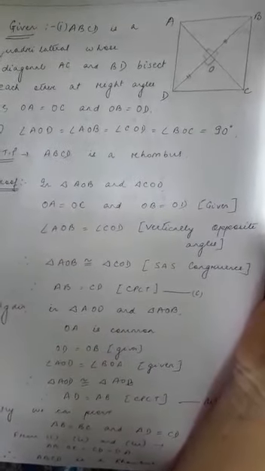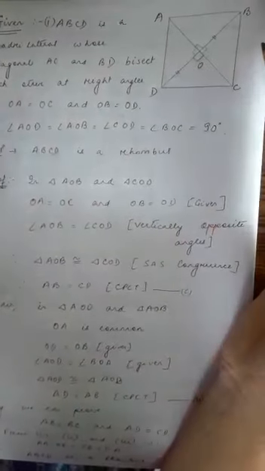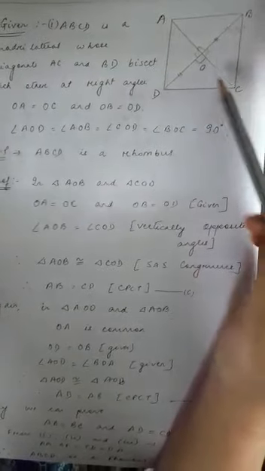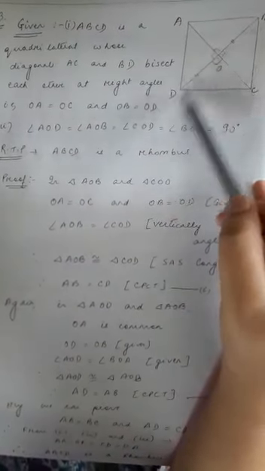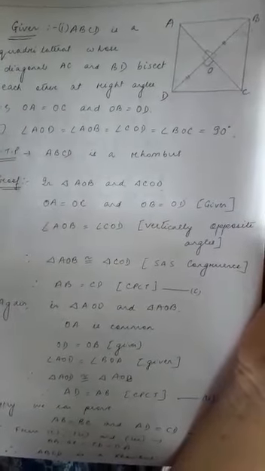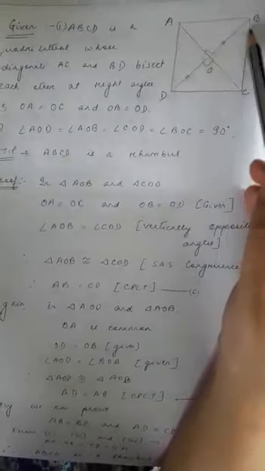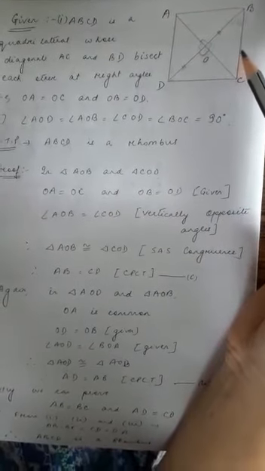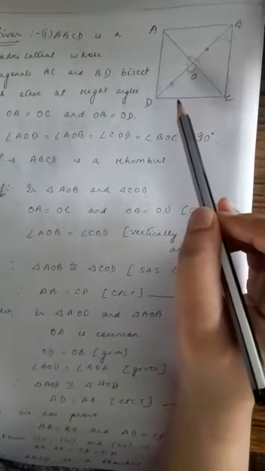So how will we do this? We will again consider two triangles, that is triangles AOB and COD. From these two triangles, OA is equal to OC and OB is equal to OD. This is given to us. Again, angle AOB and angle COD are equal because they are vertically opposite angles. So three criteria are fulfilled. So we can say that triangle AOB is congruent to triangle COD by SAS congruency. Therefore, we can say that AB is equal to CD by CPCT.